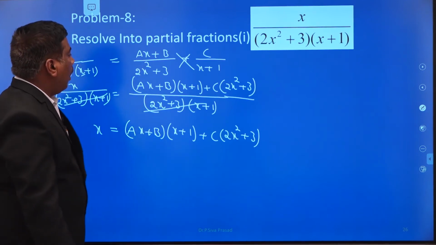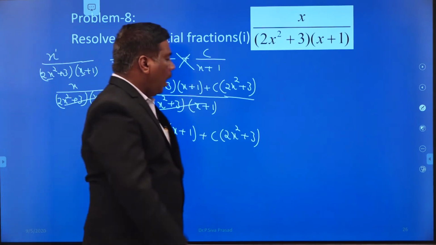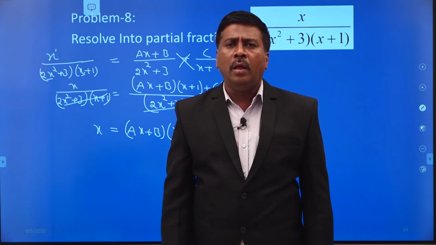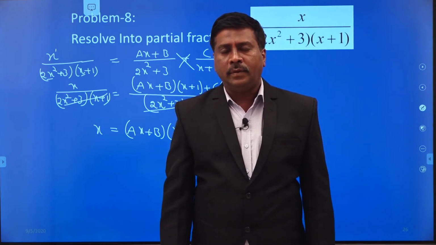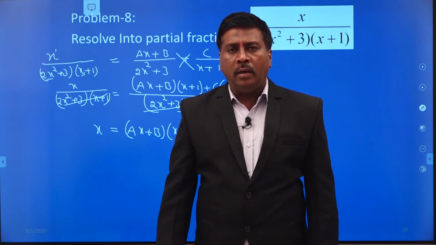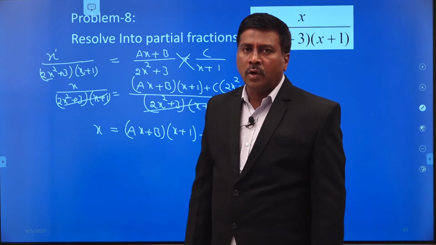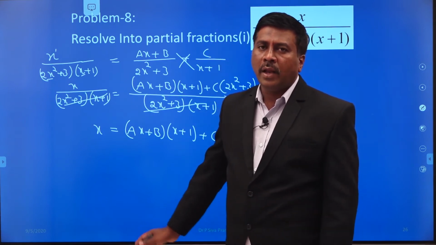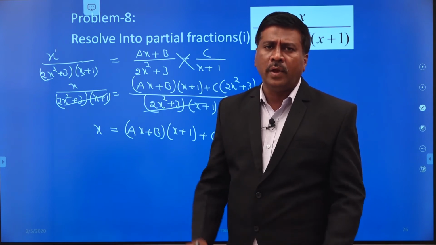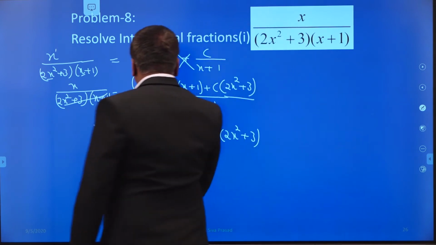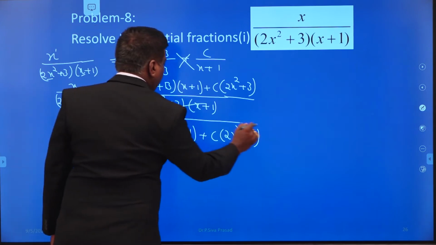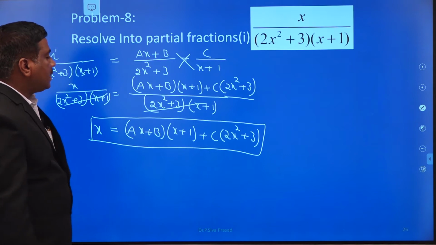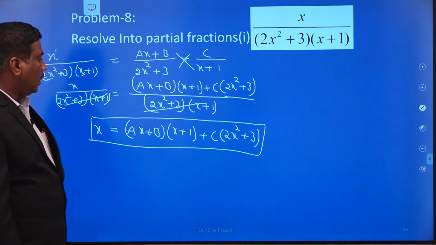Okay now, so this is the way of finding the values for A, B, C. There are several techniques to be applied here to find the values of A, B, C. That is the covering rule, comparing the equivalent like terms, and substituting some values. These are the techniques you have to use for finding the values of A, B, C. For our convenience, you have to do that process. Here, this is the relation that is obtained after taking the LCM: x = (Ax + B)(x + 1) + C(2x² + 3).